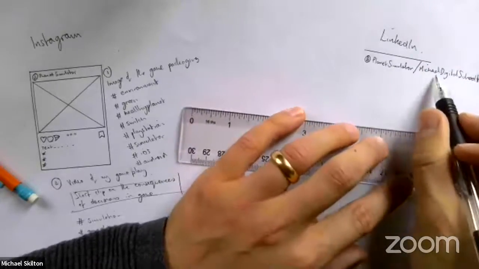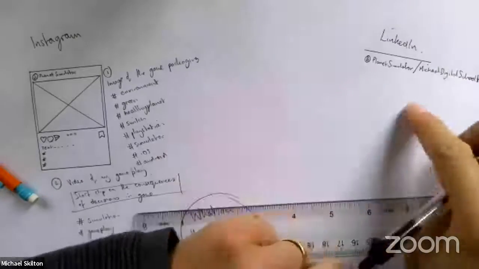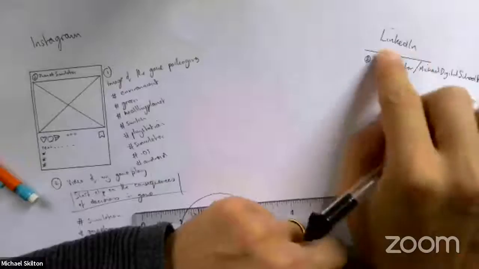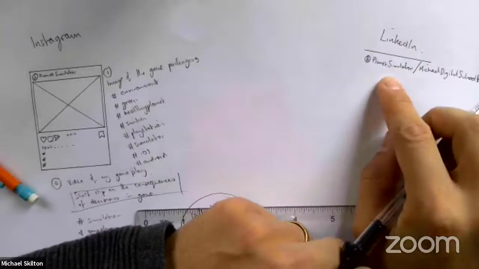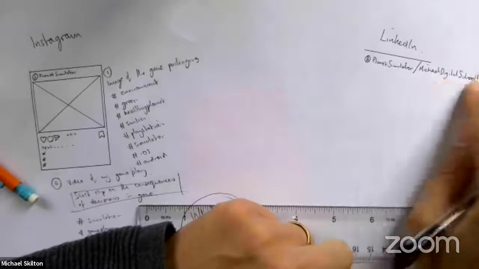Do we want that to be planet simulator or do we want our username to be Michael Digital Schoolhouse? Do we want this to be more personal? Do we want to actually share who we are as an individual as opposed to being a kind of nameless brand or company?